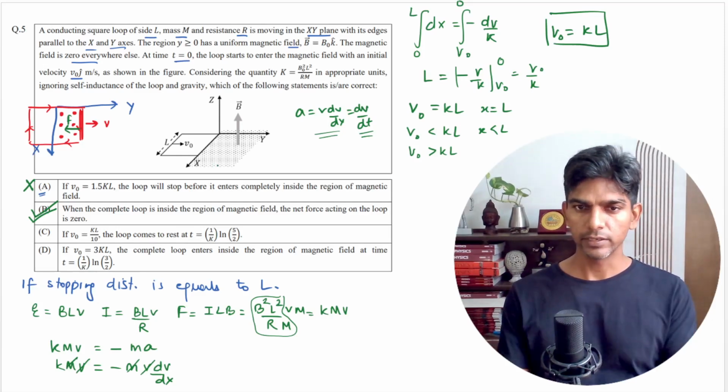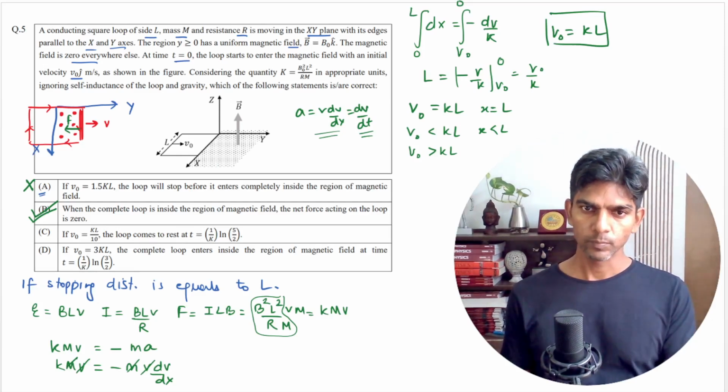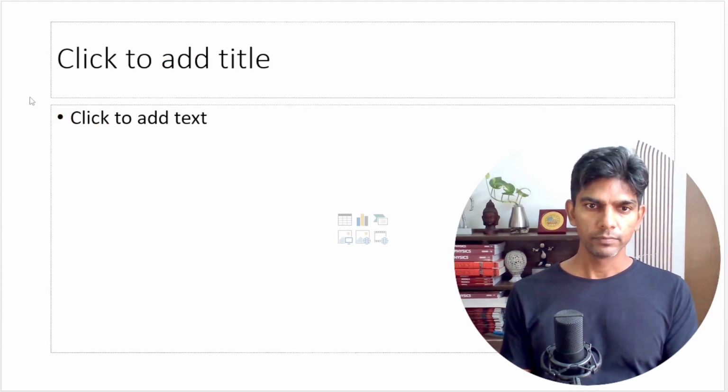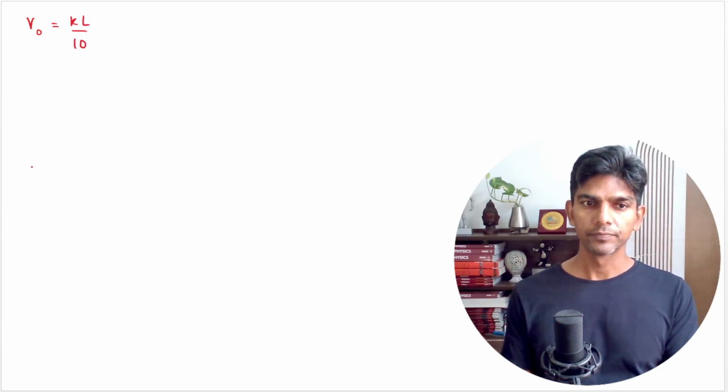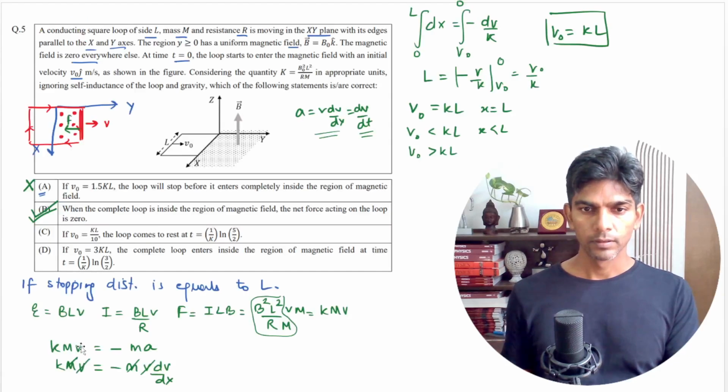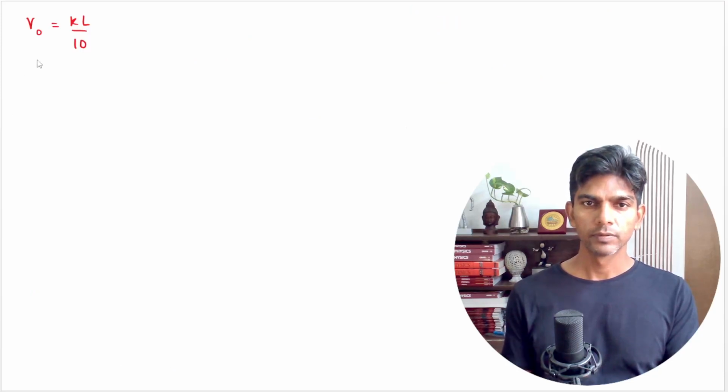So here, let us solve this part. We have V naught given as KL by 10. Now we're going to use, from this we can say KMV is equal to minus MA.